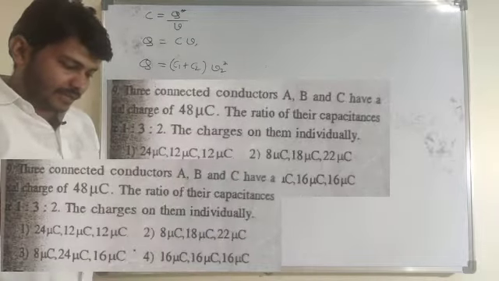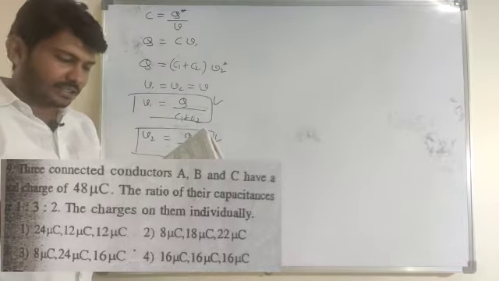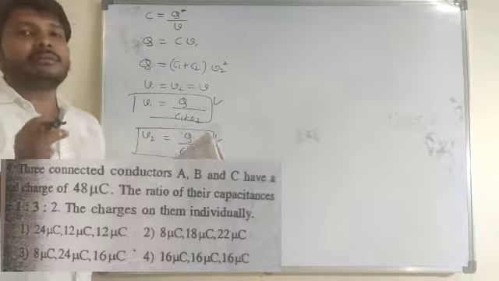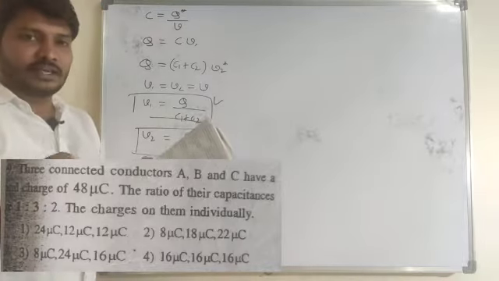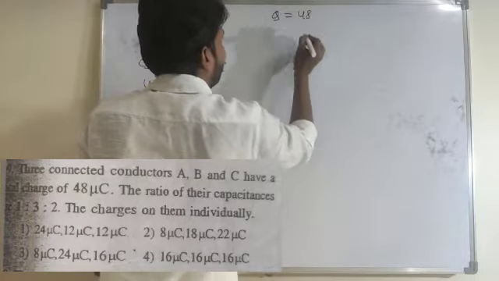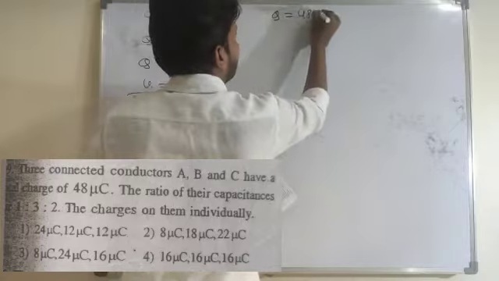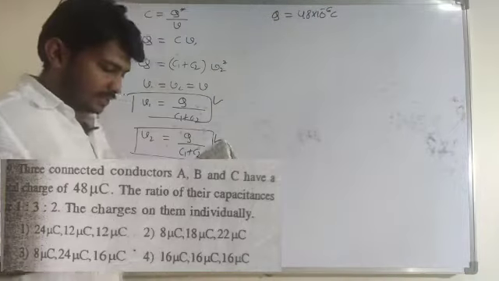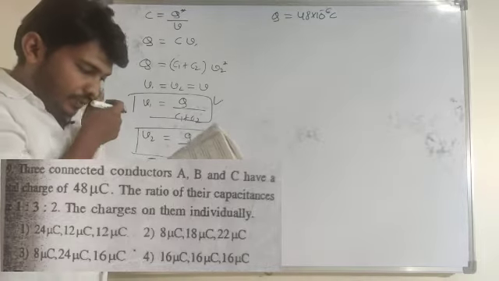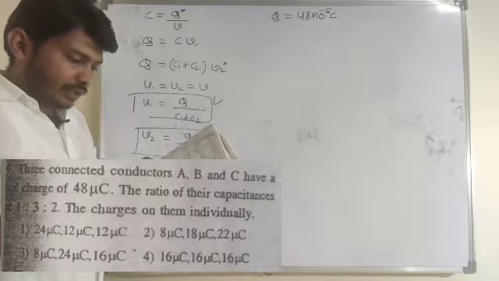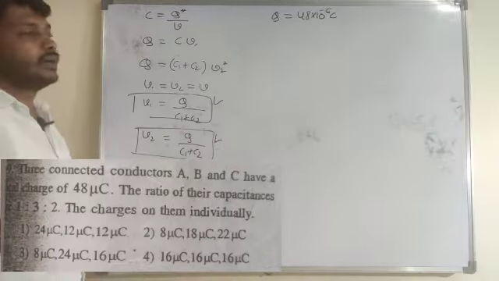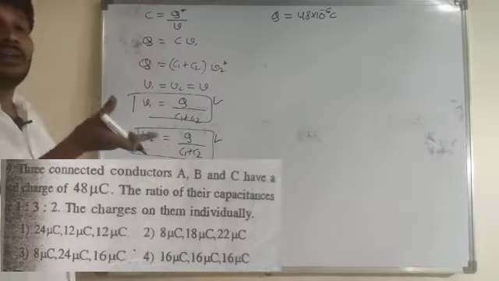Three connected condensers A, B and C having a total charge of 48 microcoulomb. So three connected bodies are there, and they have a total charge. So Q is equal to 48 microcoulomb, 48 into 10 to the power of minus 6. The ratio of their capacitances is 1:3:2. The charge on them individually, so which thing do I need to determine here? Individual charges, or branch charge.